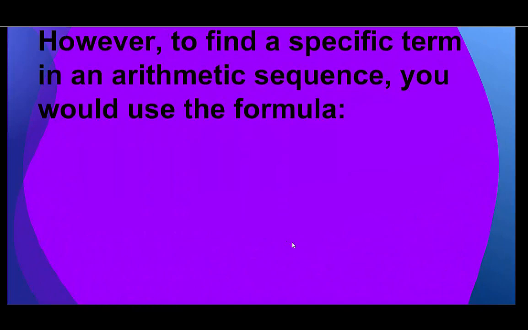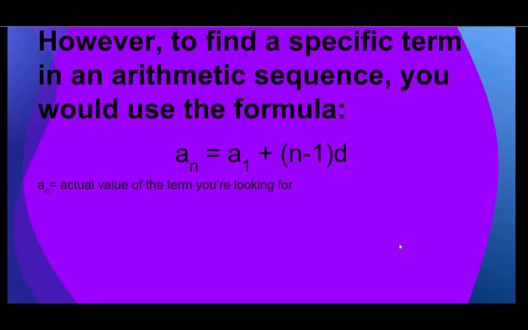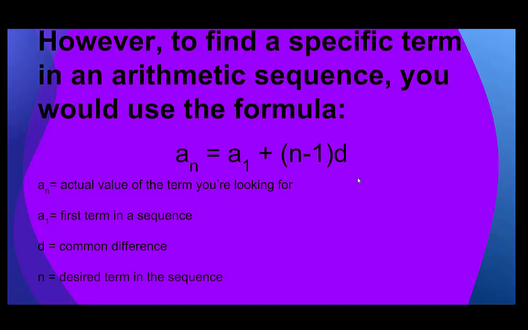However, let's say you wanted to find a specific term in a sequence. In that case, you would use the formula a sub n is equal to a sub 1 plus n minus 1 times d. A sub n represents the actual value of the term you're looking for. A sub 1 represents the first term in the sequence. D represents the common difference, and n represents the desired term in the sequence.